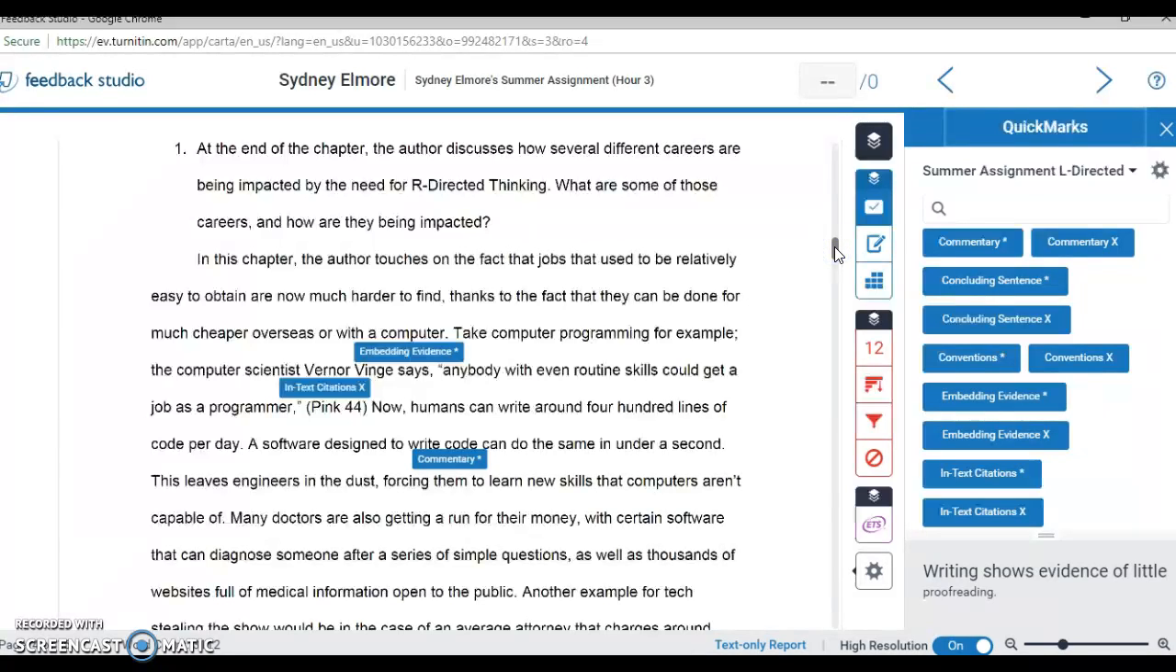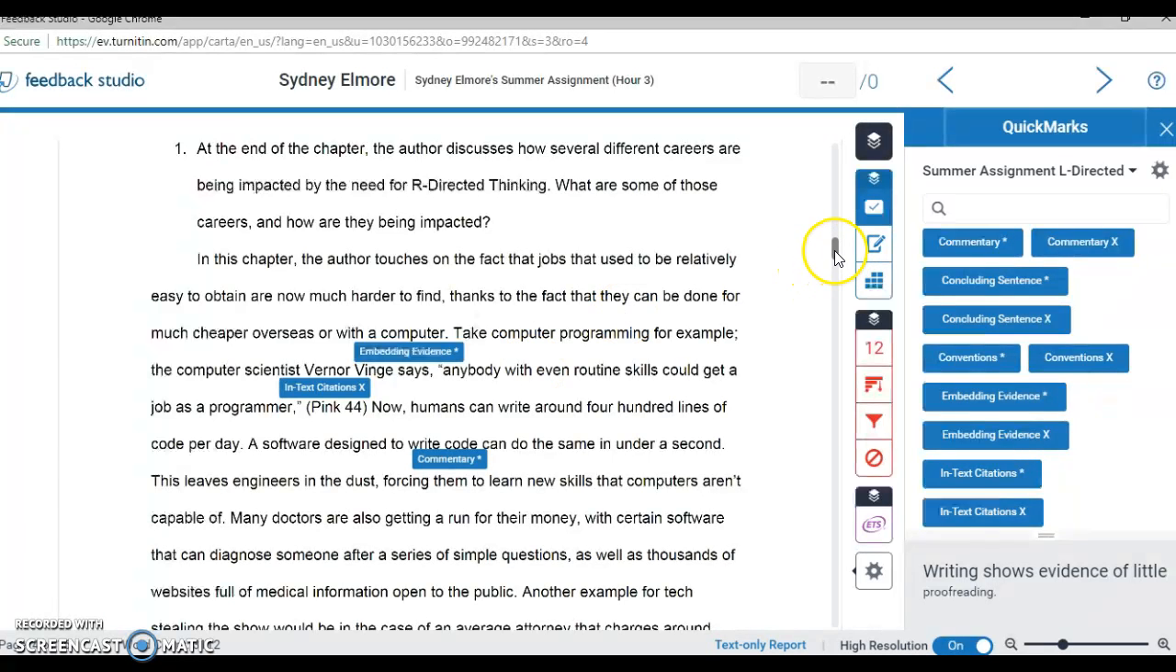Okay, next on evidence, Sydney. I so wanted to give you a better score on this because I think that you are really close on embedding or integrating your evidence. Like this says, Victor or Werner or whatever his name is says anybody with even routine skills. So I like how you have this little introduction to the quote and you have a comma to separate it. The only thing we would change is just capitalizing the quote there.